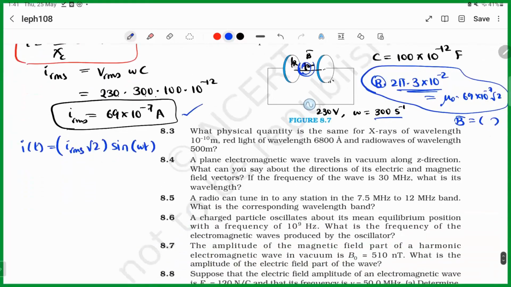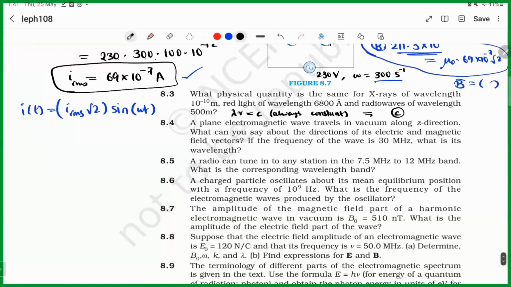Now, what physical quantity is the same for X-rays of wavelength 10 to the power minus 10, red light of this wavelength, and radio waves of some other wavelength? Well, if wavelength is some given quantity, remember that lambda into frequency is the speed of light. And the speed of light is always constant. This is something that you cannot change in vacuum especially. So the answer is speed of light.